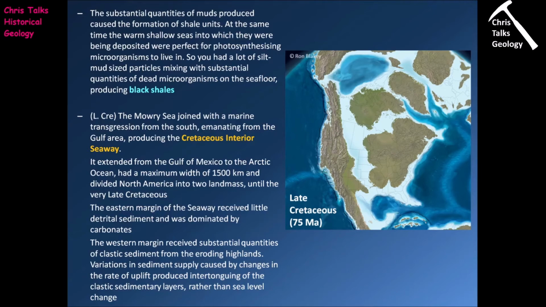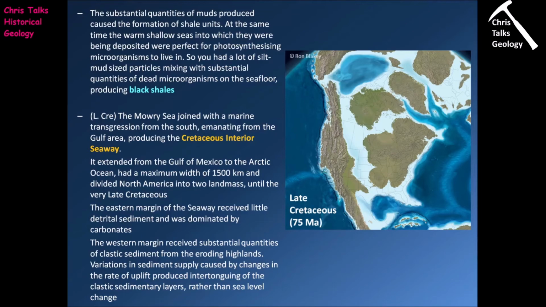two land masses. So the eastern margin of the seaway received little detrital sediment and was on the whole dominated by carbonates. So along this side of the Cretaceous Interior Seaway the water quality was pretty good, the water was relatively shallow and warm, so carbonate precipitation along the eastern boundary is possible. Now, the western boundary, on the other hand, is still receiving large quantities of clastic sediment, which are being eroded from the highlands over here. And so this obviously means we still have the deposition of conglomerates, sandstones, and mudstones in those areas.